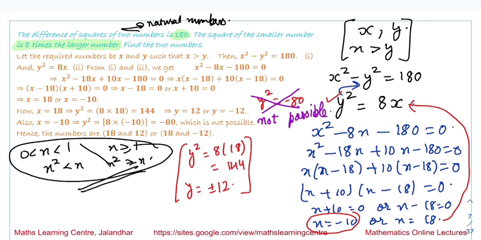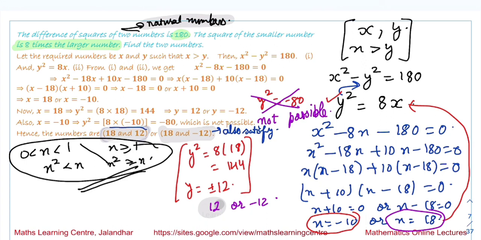So one of the numbers is 18, and the second number that we will have is 12 or -12. If we are interested in natural numbers only, then the answer we have is 18 and 12. Otherwise it is 18 and -12. This will also satisfy the conditions of this equation. So if natural numbers are asked, the answer that you will give is 18 and 12.